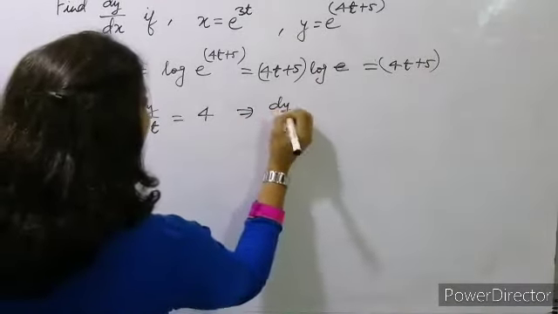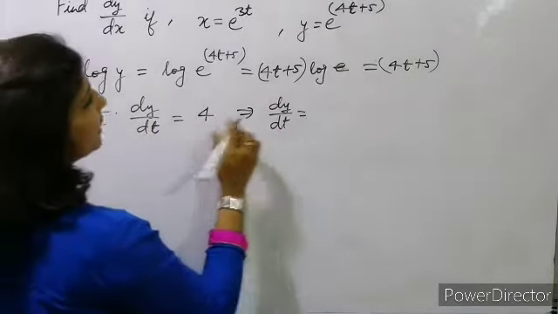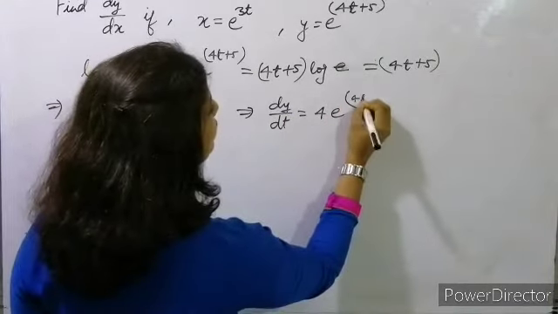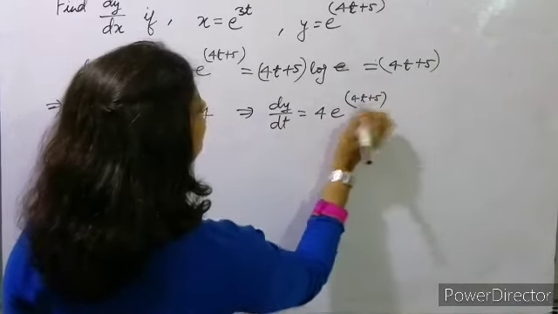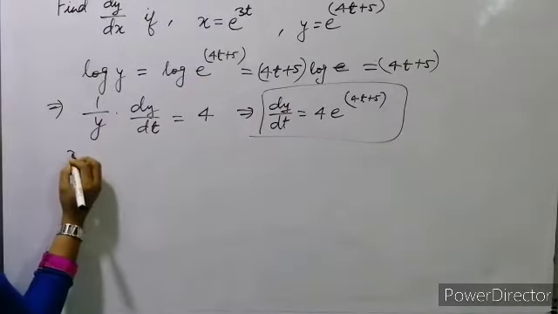So it will be 4. So dy by dt will be equal to y यहाँ पे रखेंगे ना, y will multiply with y, so 4 into e to the power 4t plus 5. This will be the value of dy by dt. Okay, now we have to find out the value of x.